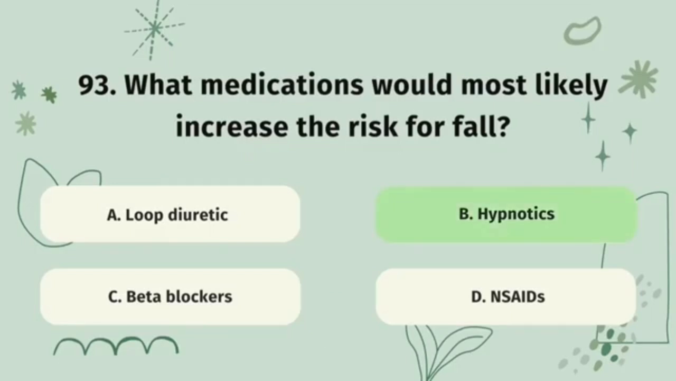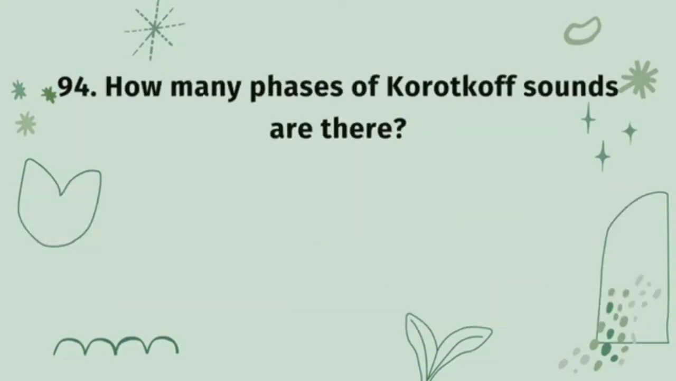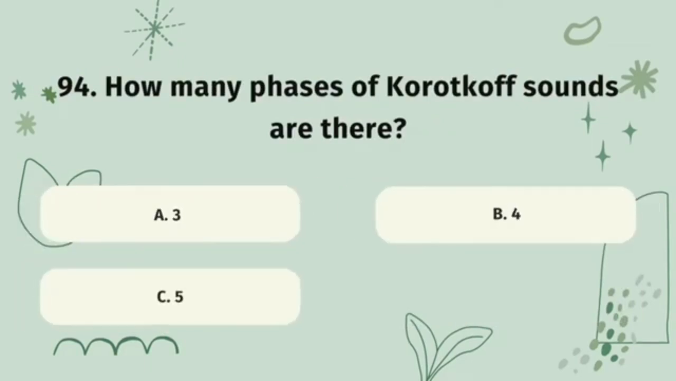The correct answer is B. Question 94. How many phases of Korotkov sounds are there? Option A, 3. Option B, 4. Option C, 5. Option D, 6.